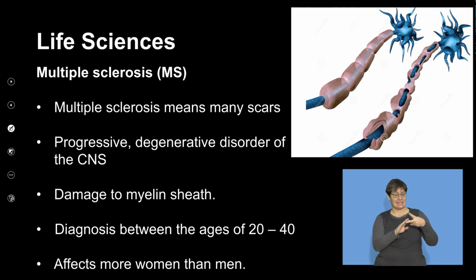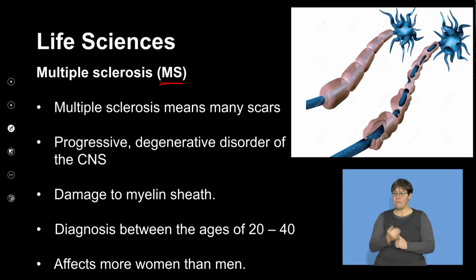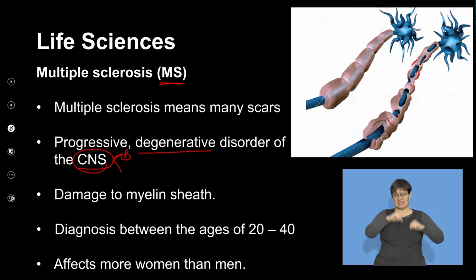The next one that we are dealing with is multiple sclerosis. Then let's look at the neurons again. It means it affects the neurons. But here now, we see the myelin sheath that has been damaged. So this is a progressive degenerative disorder of the central nervous system. Remember, brain and the spinal cord.